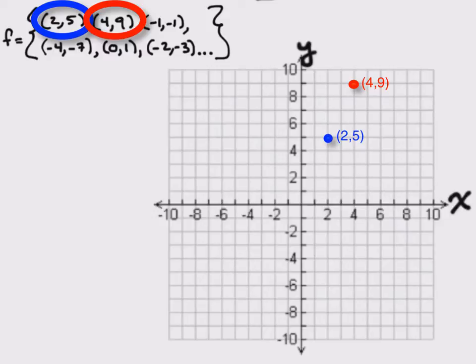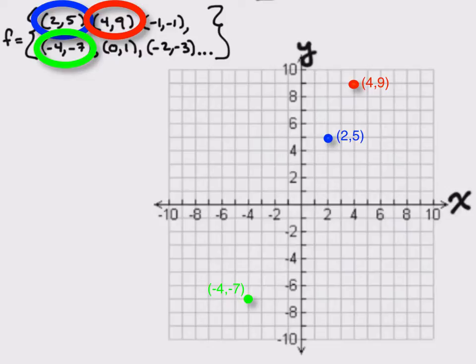One more time. How about the input-output pair -4, -7? We're going to find -4 on the input axis, we're going to find -7 on the output axis, we're going to draw a point right there, and that point means that for this function f, the input -4 goes with the output -7.